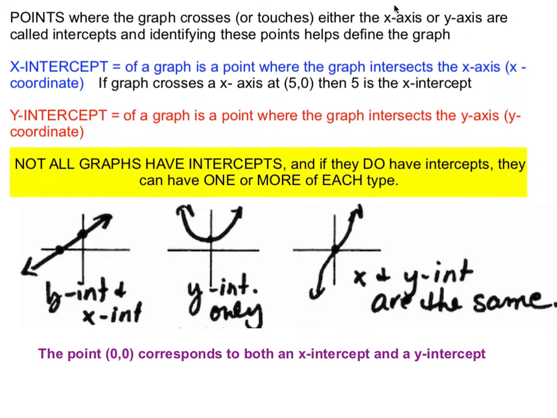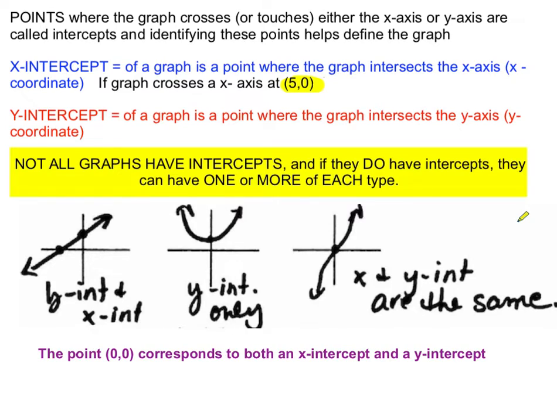Now, what I want you to do is to cross off this next thing here. It says if the graph crosses the x-axis at 5, 0, then 5 is an x-intercept. That is not true. If it crosses, it is true, but I want you to think of the x-intercept as a point. It's not a number. If the graph crosses the x-axis at 5, 0, then the intercept is 5, 0.